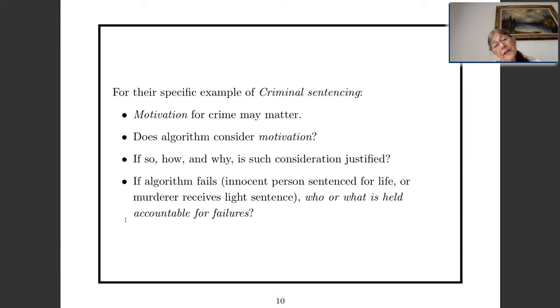For their specific example of criminal sentencing, they bring up another issue. Judges may take into account motivation for the crime. Does the algorithm consider motivation? If so, how and why is such consideration justified? And moreover, if the algorithm fails, if an innocent person is sentenced for life or a murderer receives a life sentence, who or what is held accountable for the failures?